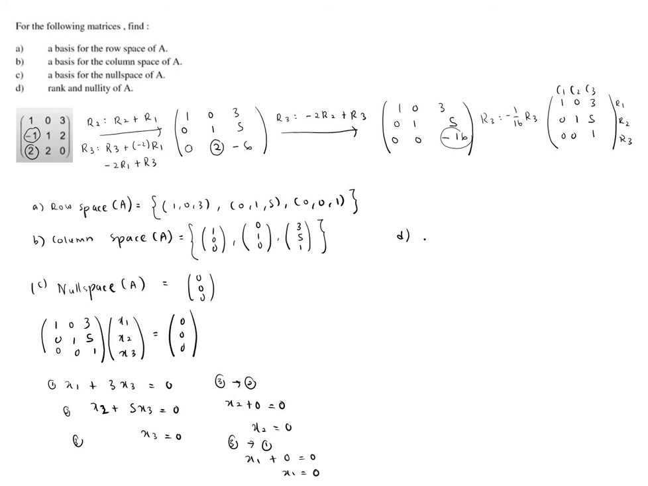D. Rank of A. Rank of matrix A is the dimension of row space and column space. This time we have 3. 1, 2, 3 in row space and 1, 2, 3 in column space. So the rank is 3. Nullity. Nullity, look at null space tapi kosong. So kosong.